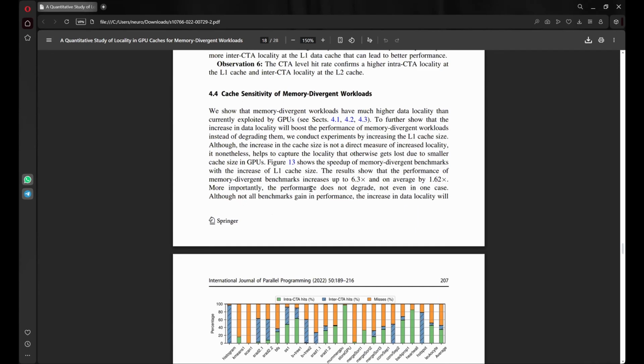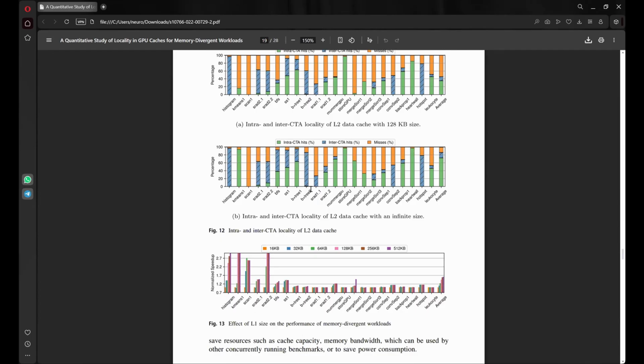I think it's just a thing that they noted. I agree with you on the fact that I think it's pretty intuitive that you wouldn't lose performance with more cache size. Okay.